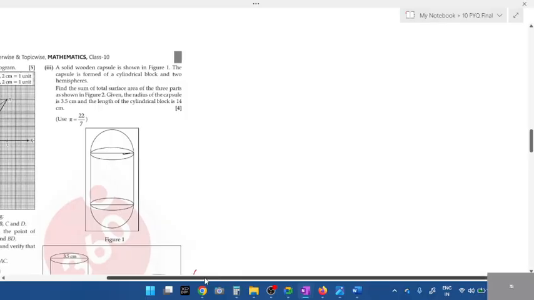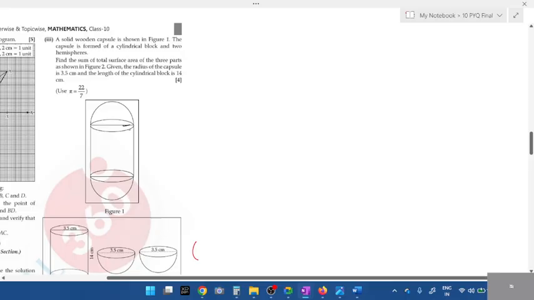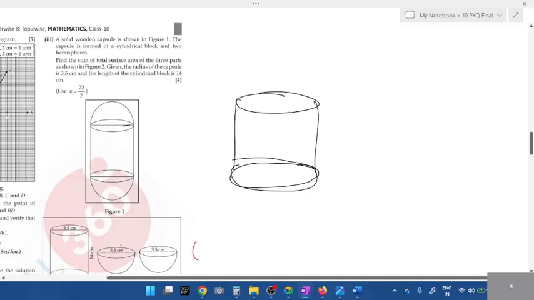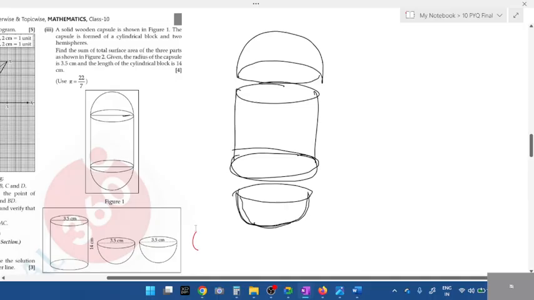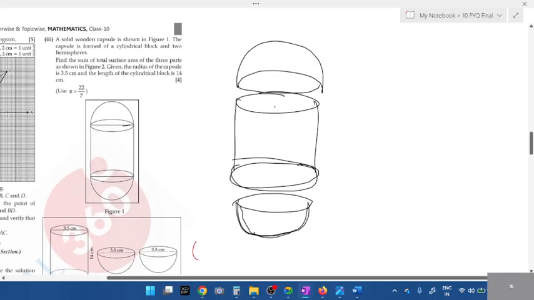Okay. A wooden capsule. This is a wooden capsule shown in the figure. The capsule is formed in a cylindrical block. So what are the 3 parts given here? What are the 3 things we have? One, we have a cylinder. Split this into 3 parts. Cylinder, that is what they have shown. And top, what is in the top, students? When you split it, what do you get? Hemisphere, right? So total, how many hemispheres are there? 2 hemispheres.